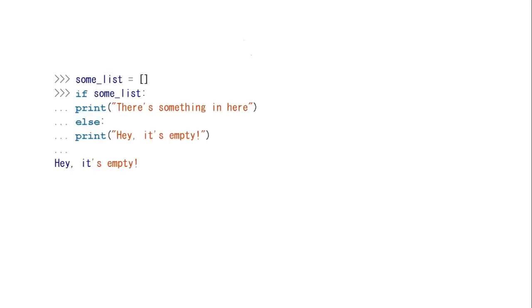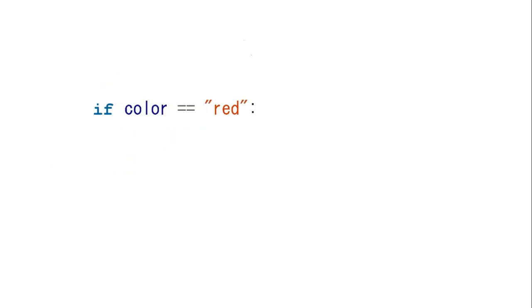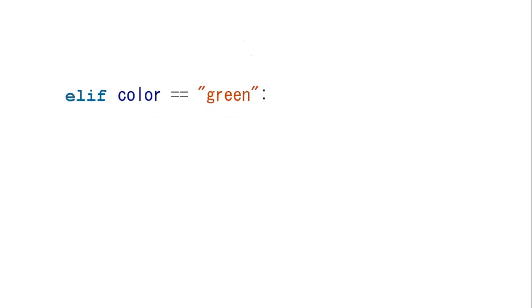Python programs use the definition of truthiness to check for empty data structures as well as false conditions. If what you are testing is an expression rather than a simple variable, Python evaluates the expression and returns a Boolean result. So if you type this, Python evaluates color double equal red. In our example, we assigned the string puce to color earlier. So color double equal red is false and Python moves on to the next test.